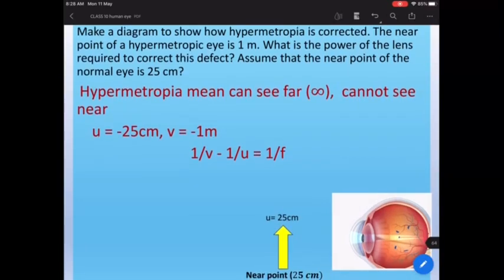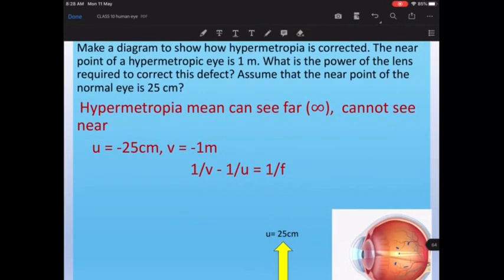The near point of a hypermetropic eye is 1 meter. So what is given here? First of all, hypermetropia. So write it down. Write down hypermetropia. So what is hypermetropia? It means far-sightedness. The person can see far. The person can see far means he is able to see at infinite distance, but he cannot see near. So he wants to see near.